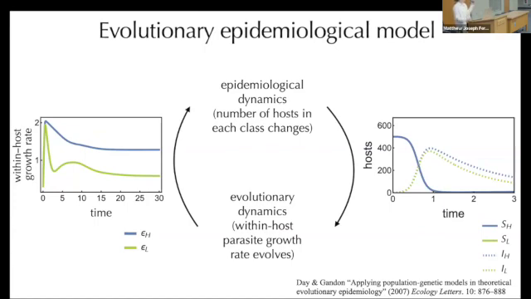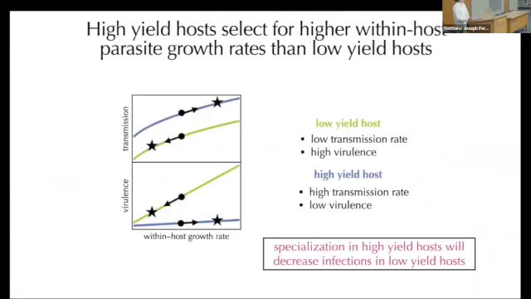This impacts the evolutionary dynamics, and the evolutionary dynamics then feed back and impact the epidemiological dynamics, because this within-host parasite growth rate is controlling both transmission and virulence of those infected hosts.